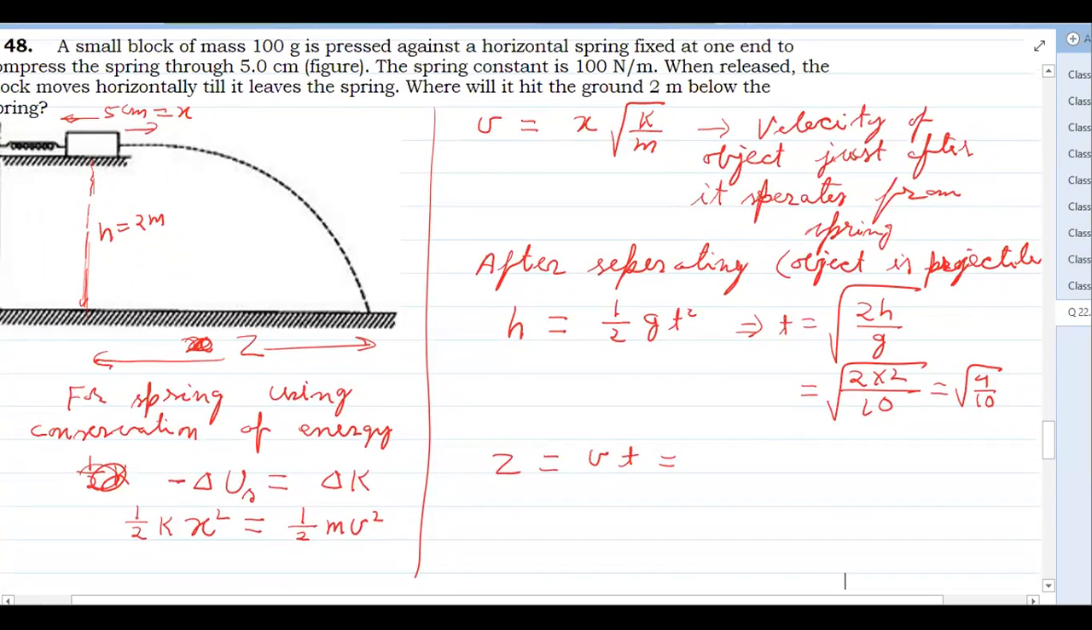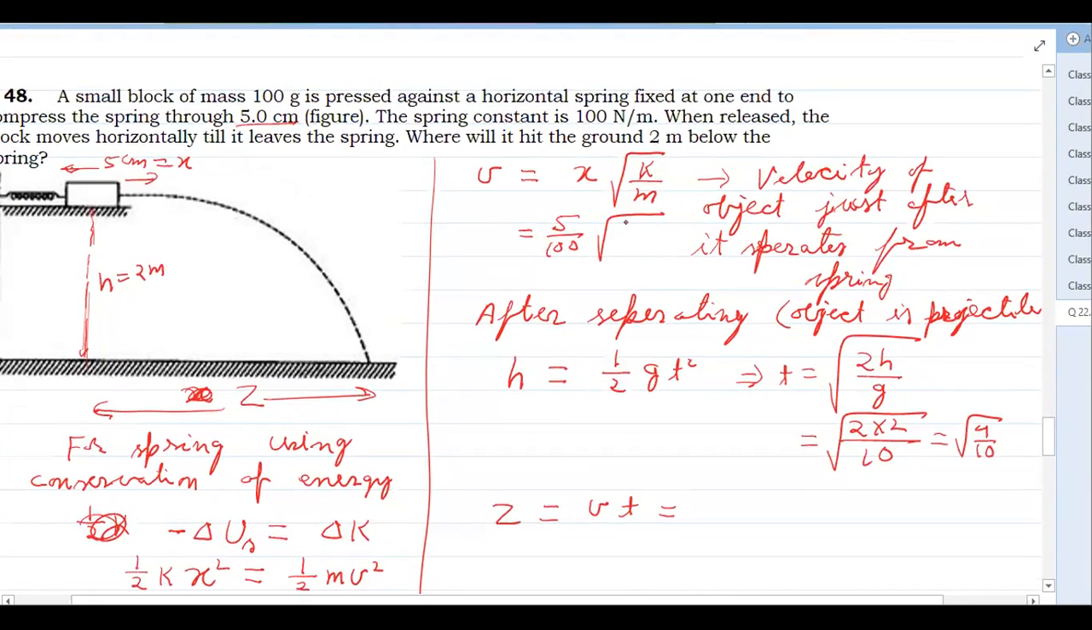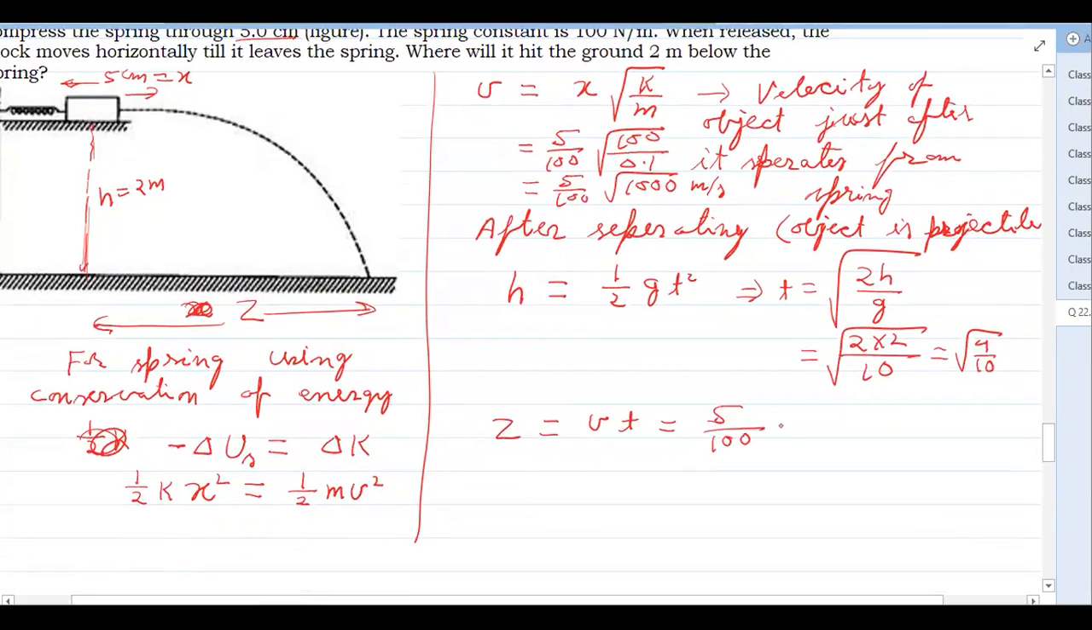So velocity v is this one, x under root k by m. So we can find the value also. So 5 by 100, in meters, because this is 5 centimeters. k was 100 Newton per meter, and m is 100 gram. So we can write it as 5 by 100 and root 1000. Okay, so this is the velocity of the object. So that we can use. So 5 by 100 and root 1000. Okay, so this is velocity, and time is 4 by 10.